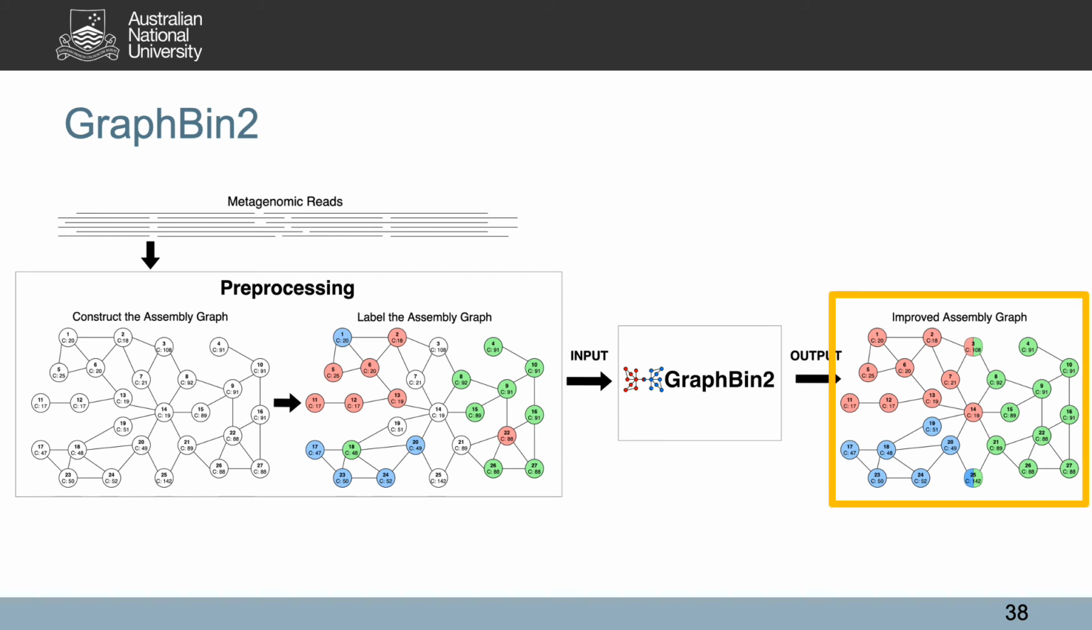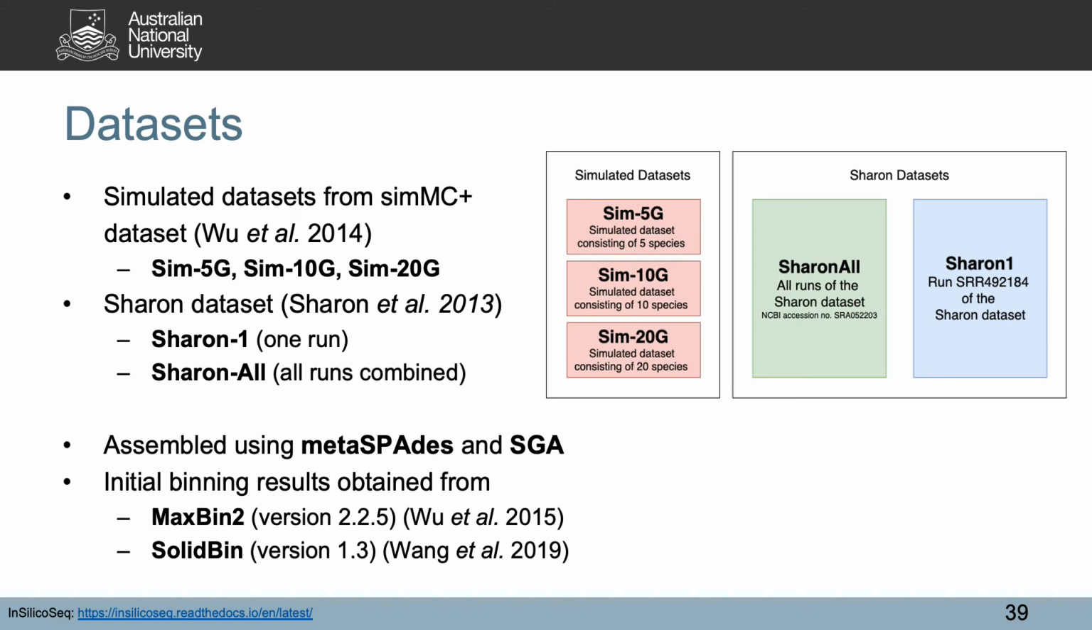Finally, GraphBin2 will output the final binning result with possible contigs that may belong to multiple species. We evaluated GraphBin2 using simulated and real datasets. Datasets were simulated using the inSilicoSeq tool. Each dataset was assembled using both metaSPAdes and SGA assemblers. We use MaxBin2 and SolidBin to get the initial binning result.